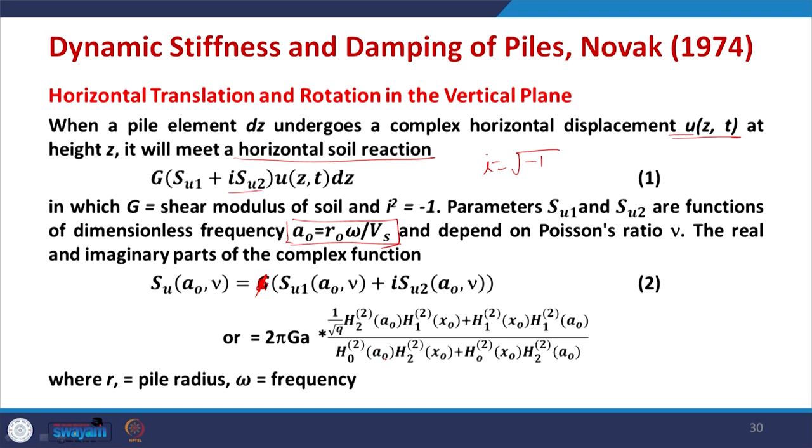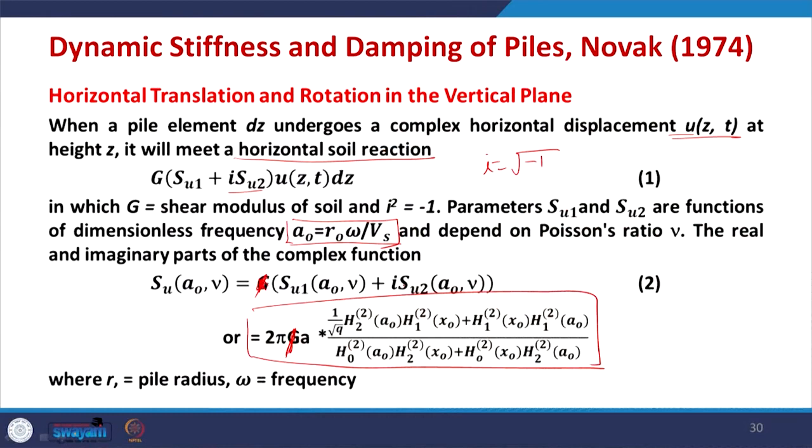Then equation 1 can be written like this, with Su1 and Su2 like this, and here you have 2 pi G a. Again, G should be removed if we want to compare the values of Su1 and Su2. Basically you solve this component here, and it is divided into two parts, one real part and another imaginary part. The real part of this equation will give you Su1 and the imaginary part will give you Su2.